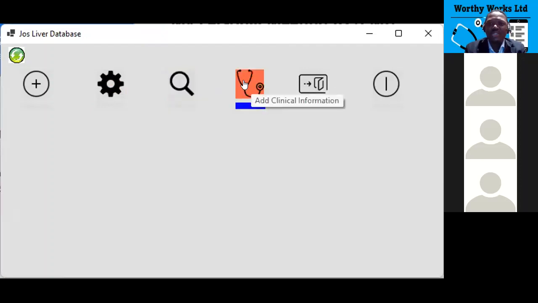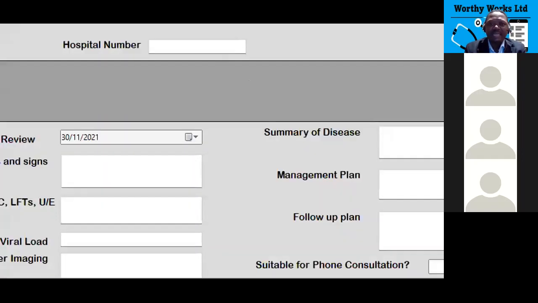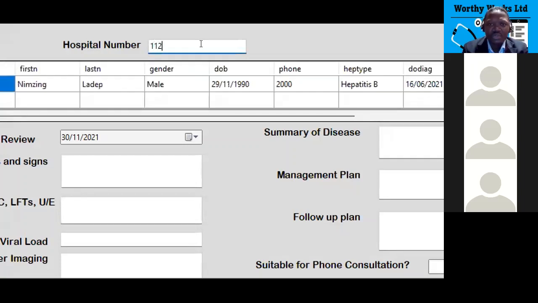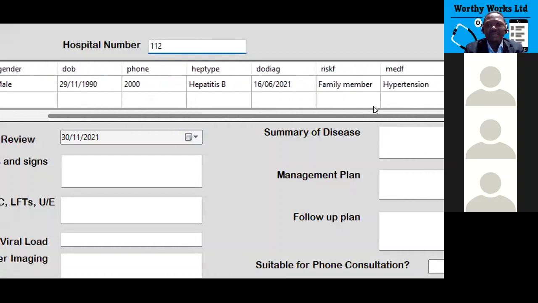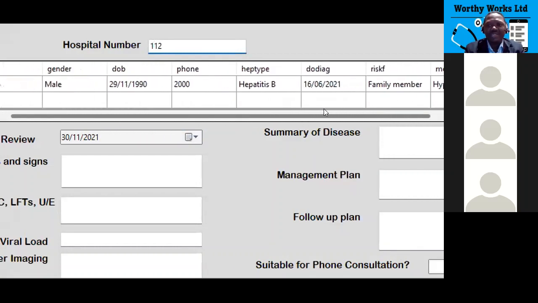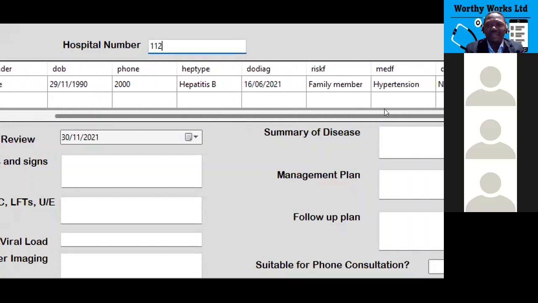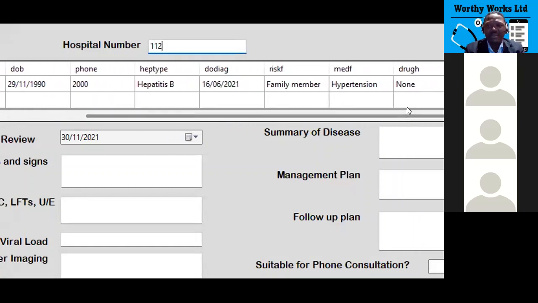But let's assume the patient now comes to clinic for a full evaluation. There it is. And what was the number of the patient we said? The number was 112. Can you see that as soon as I've done that, it actually brought the number and every detail of that patient over here. So at a glance, you can see everything that we entered before, okay?